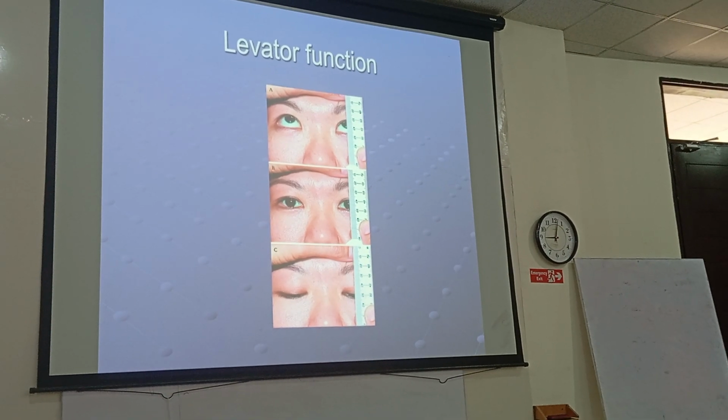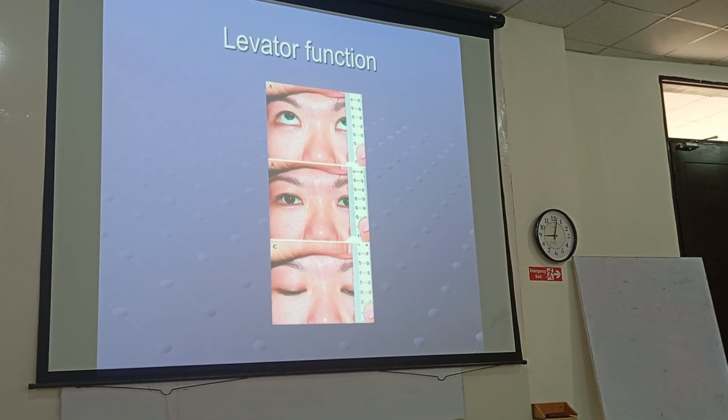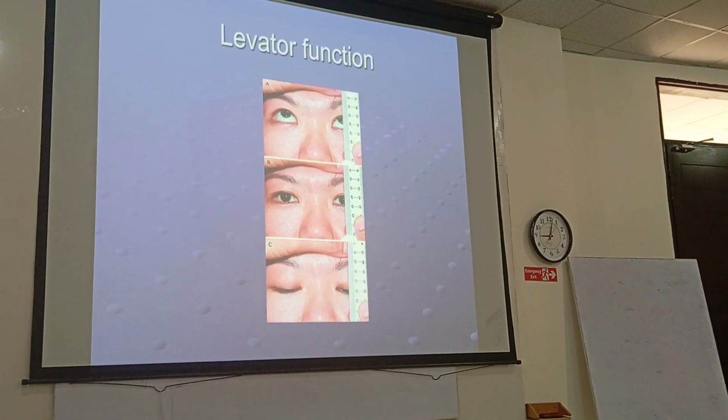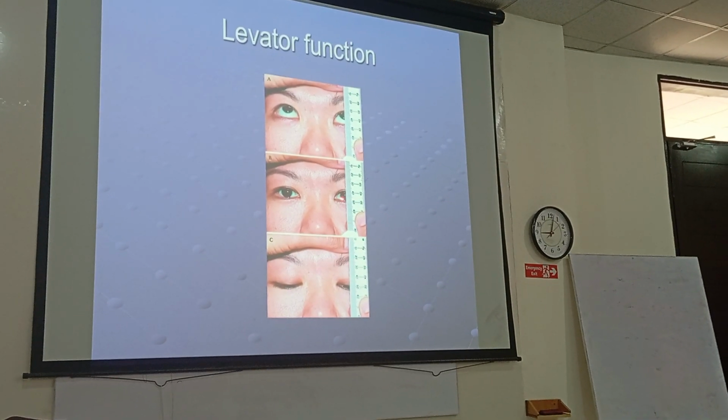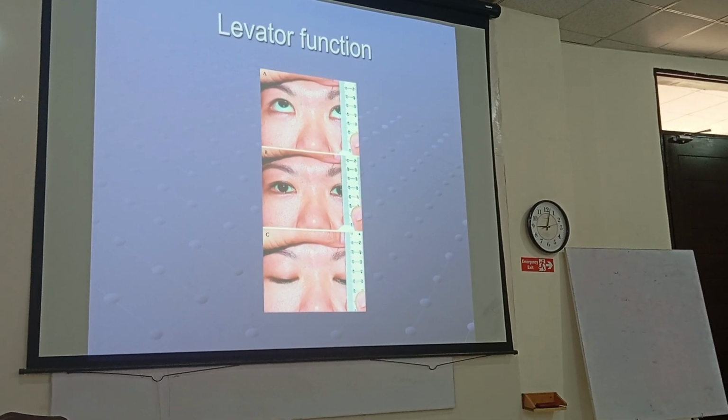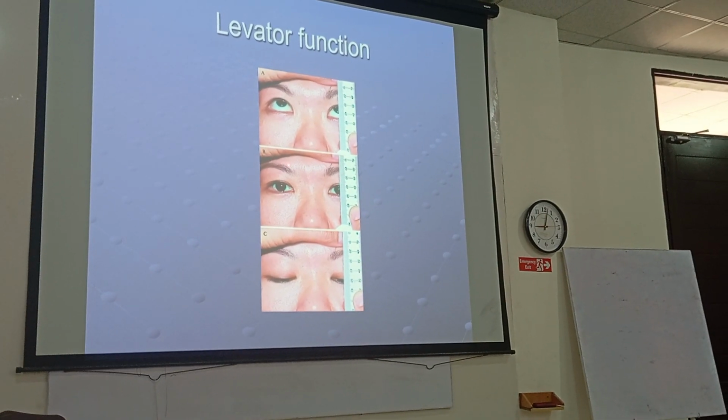So it's very simple, just try to concentrate. It is the primary gaze, and we place the ruler at the upper eyelid margin, right?